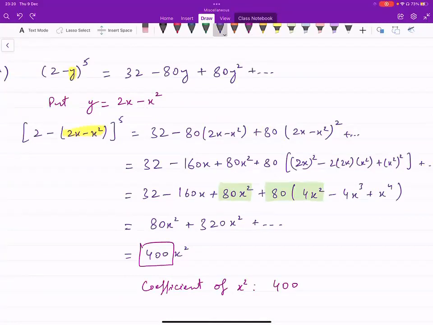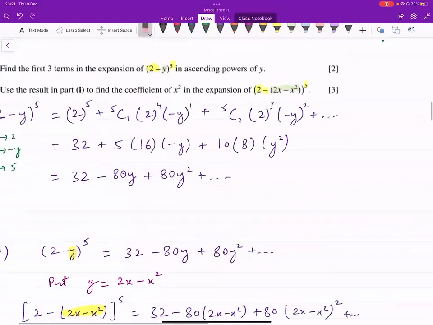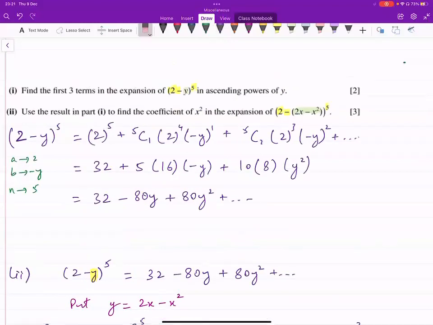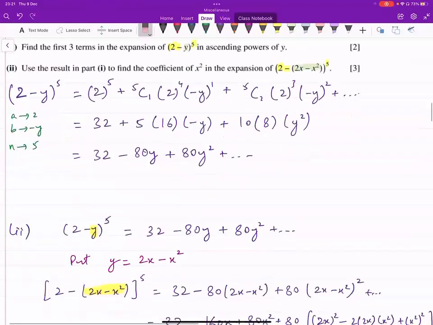ठीक है. Or simplify करके, you see what the coefficient of x squared turns out to be. You can just ignore the rest of the terms because आपको x squared चाहिए सिर्फ. So x squared terms are this and this. You add both of them up, you end up with 400x squared at the end. So the coefficient of x squared therefore is 400. Okay, so sometimes you have to do substitution like this if you've got something similar to what you've already expanded.